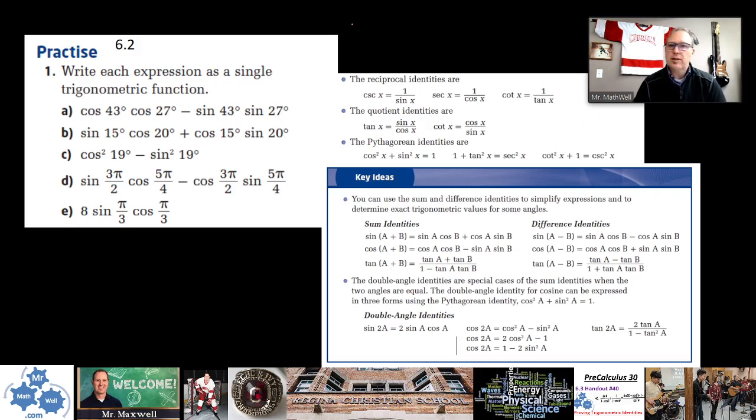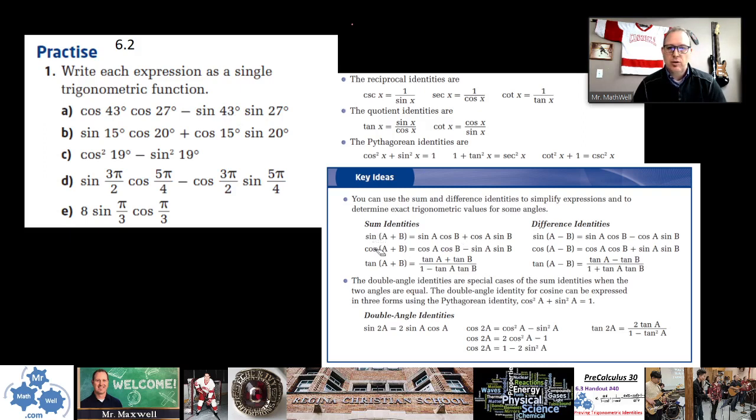What we're trying to do is recognize these patterns as either sums or differences, or in some cases double angle identities. So it's pretty easy at the beginning. You're looking for this pattern: cos A cos B minus sine A sine B. Where do you see that?